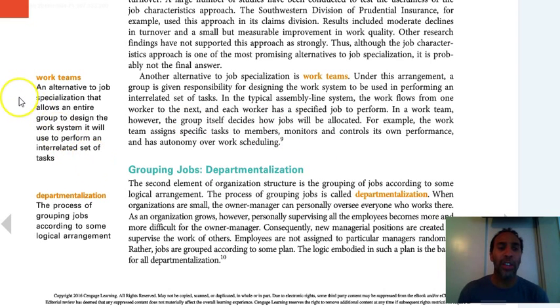Work teams is an alternative to job specialization that allows an entire group to design the work system it will use to perform the interrelated set of tasks, right? So, hey, every organization doesn't have time to do this, but if you do, it's great. You take the people, this is a task at hand. I want you guys to formulate, show me what design you're going to use. I look at the design. I say, good, stamp of approval. You guys mobilize and move out.